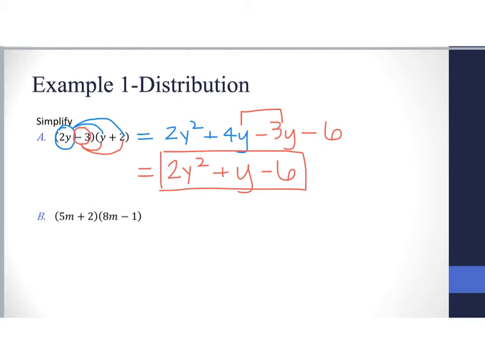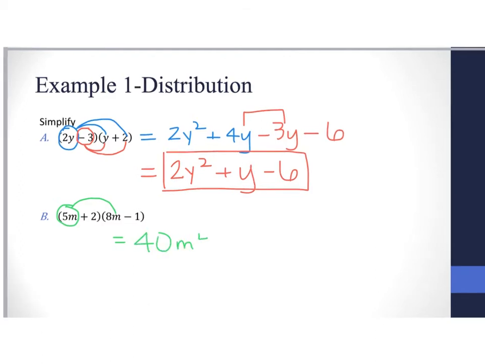If you think you have the concept down, go ahead and pause the video and try part B on your own. For part B, we're going to do the same thing. I'm going to take the first term of 5m and I'm going to distribute it onto the first term of the other binomial. And 5m times 8m is going to give me 40m squared. Then 5m times a negative 1 is going to give me a negative 5m.